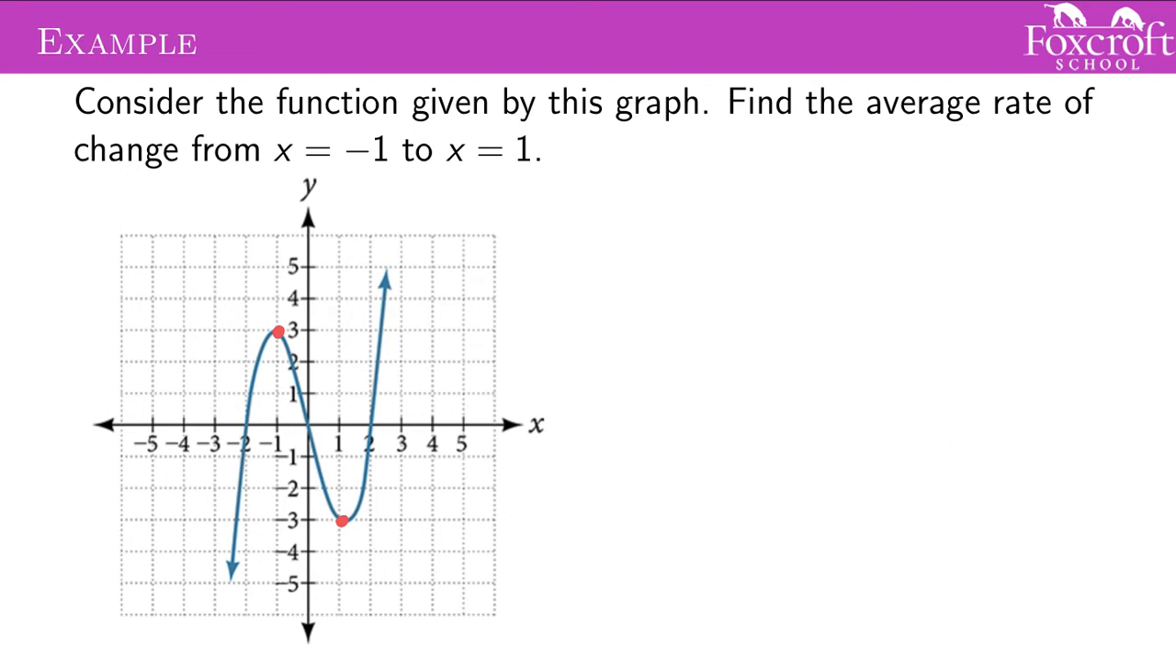So to get between these points, I have to go down 1, 2, 3, 4, 5, 6. So my slope, the rise is -6, and the run is 2. I simplify that fraction, I get -3. So when you have a graph and you're doing average rate of change, it's important to remember that connection between slope and average rate of change because it saves you a lot of time.